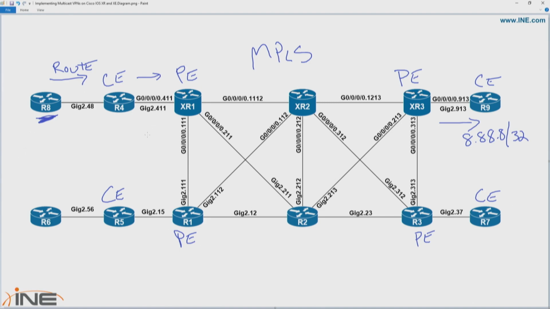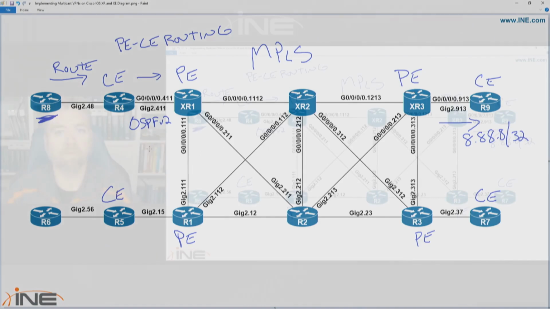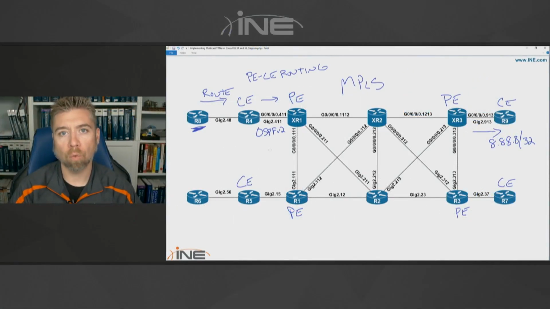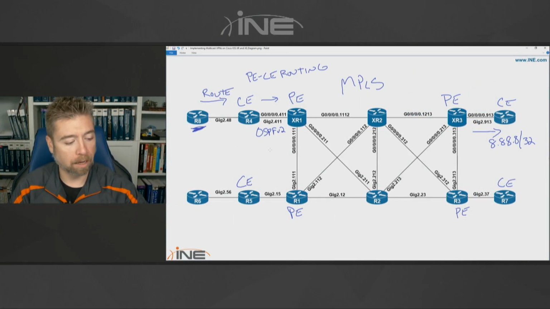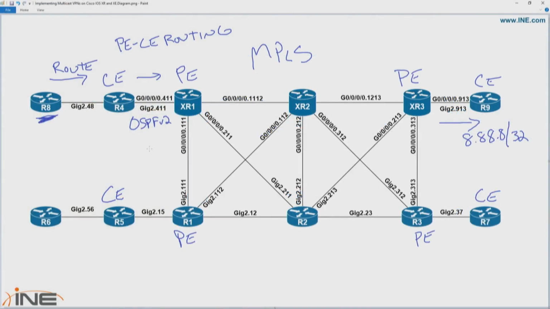Okay, so first off, between the provider edge and the CE, we're going to be running some sort of PE to CE routing protocol. In this example, we are running OSPF version 2 for IPv4, and then we're running OSPF version 3 for IPv6. In our case here, this course is focusing on IPv4 multicast only, not on IPv6 multicast.